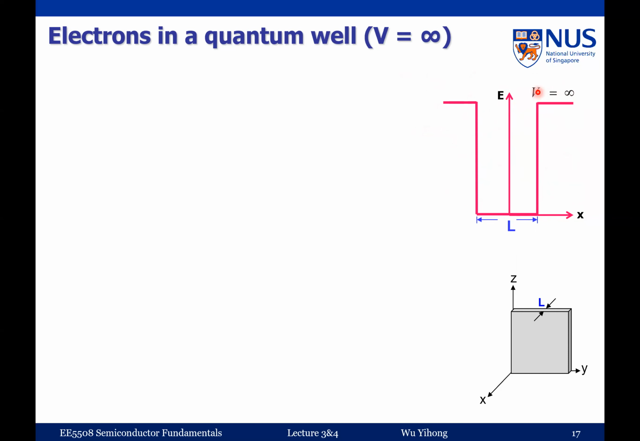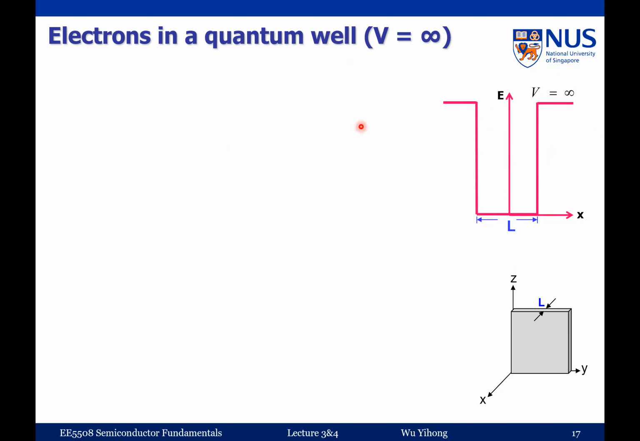You can define it in two ways. One way is to call the potential energy in the well 0, and outside it is infinitely high, positive. The other way is to define outside as 0, and the inside as minus infinite, infinitely deep. But here we use the first definition. This means that in this region the potential energy is 0, and outside, on the left and right, the potential energy is infinitely high. In this case, you have a situation called a quantum well, right?